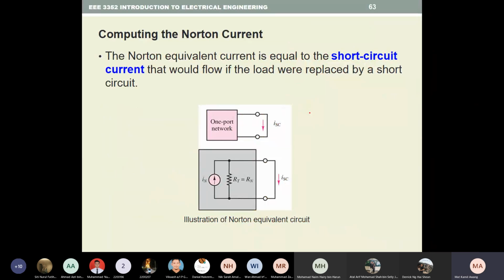This is if you want to compute the Norton current. The Norton equivalent current is equal to the short circuit current that would flow if the load were replaced by a short circuit. Okay.